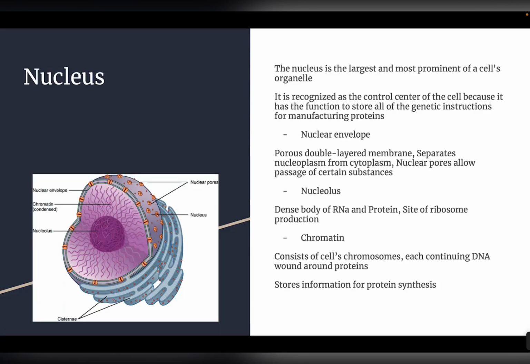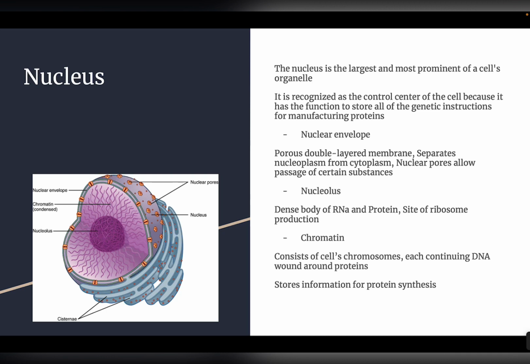Next, we have the nucleus. The nucleus is the largest and most prominent of a cell's organelles. This is like the main part of the cell structure. It is recognized as the control center of the cell because its function is to store all of the genetic instructions for manufacturing proteins.